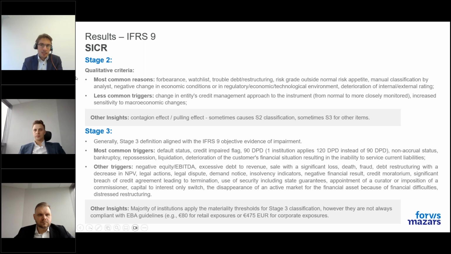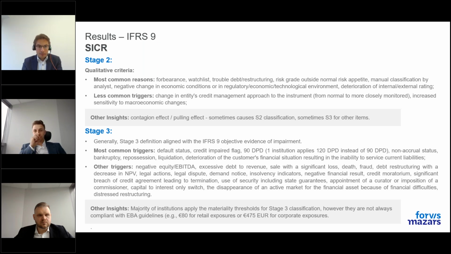With regards to stage 3, generally its definition is aligned with the IFRS 9 objective evidence of impairment. And most common triggers that we observed in the study would be default status, credit impaired flag, and 90 days past due. Interestingly, one institution applies 120 days past due instead of 90 days past due, and it's not related to the payment frequency used by that institution.